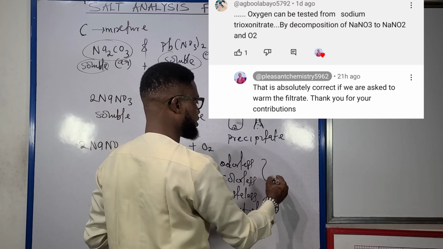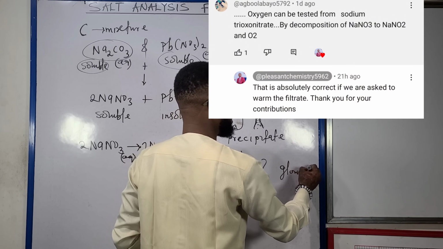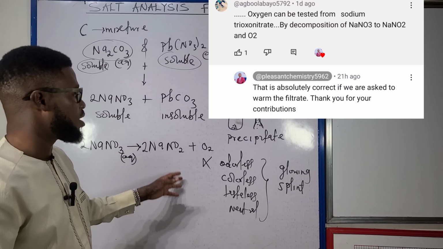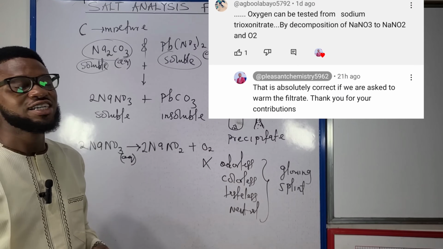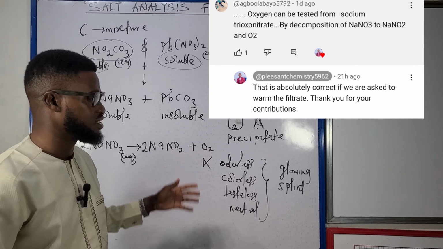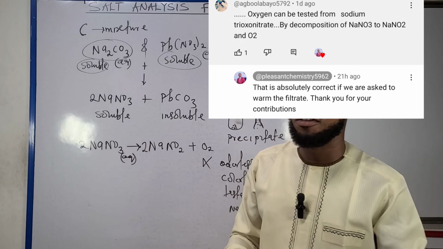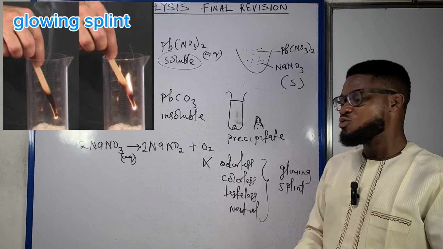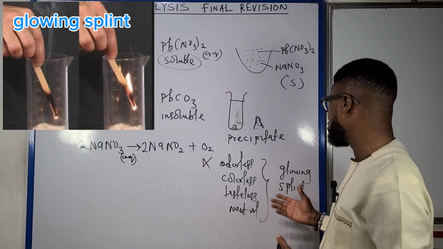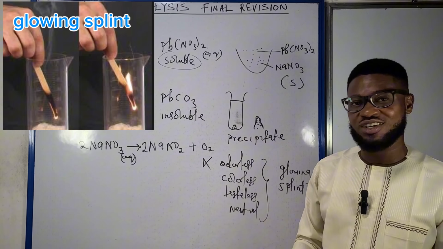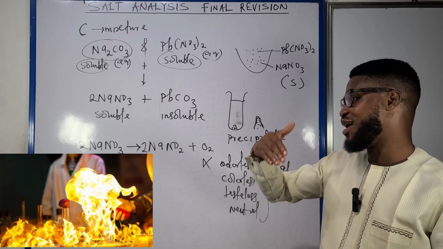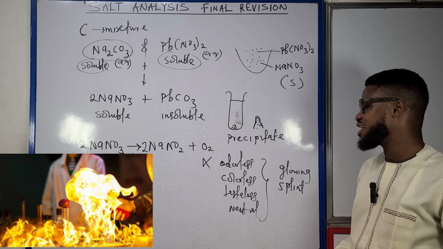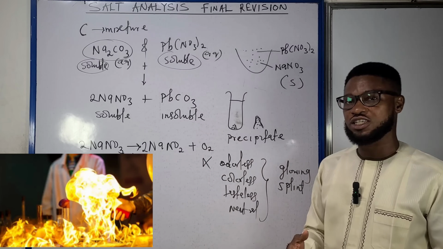The person said in the comment that you're going to use a glowing splint. I put it to you, and I'm 100% sure about this, that you can never be asked to test oxygen in the lab with a glowing splint. Take for example a lab where you have about 50 or 100 students and you're bringing a glowing splint. WAEC is not careless enough to set the whole laboratory ablaze, because you're going to need the same lab for subsequent exams. So it's not possible, because this is too risky. That's why WAEC doesn't tell you to test for oxygen with a glowing splint.